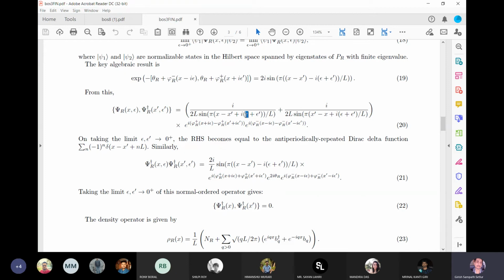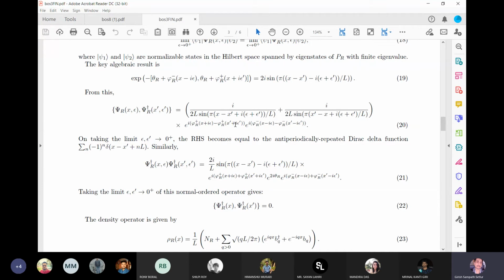So now you make epsilon go to 0 first. Then you get something which is neither here nor there. Then you finally make epsilon dash also go to 0. Then you see, so long as this doesn't blow up, if this is finite, then you are multiplying something finite times the antiperiodic delta function.